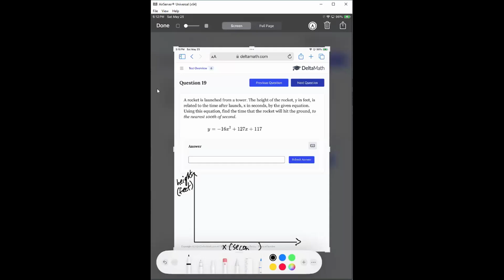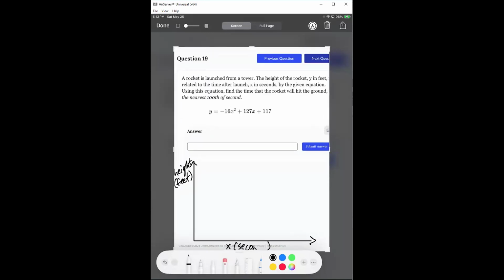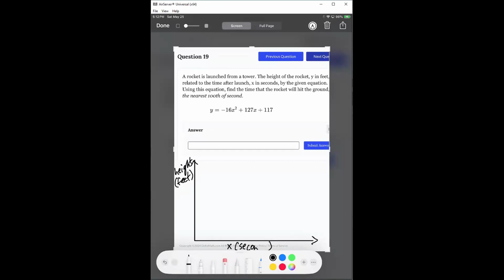I've already taken a picture of it, but this is a quadratic, one of those motion problems where you throw the ball or the rocket or something into the air, and then you have to know when it lands. So I've drawn at the bottom a kind of XY axis. This is X, this is Y. Y represents the height in feet, and X is the number of seconds.